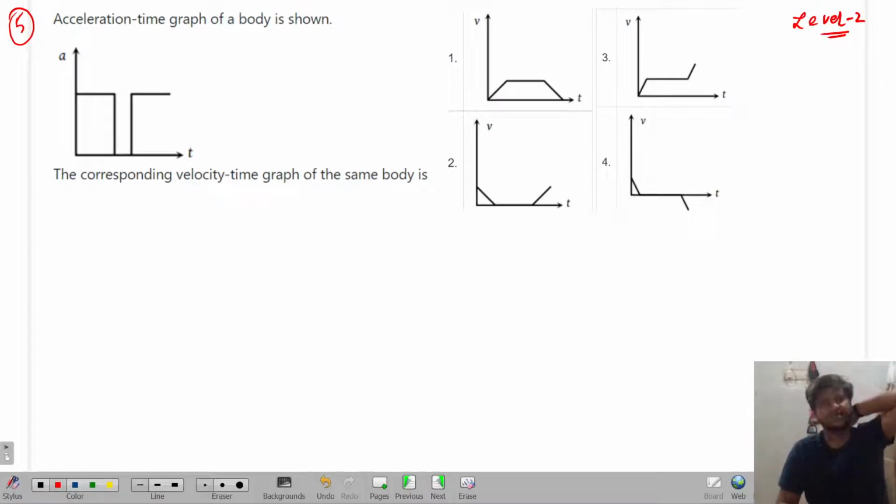Question number 5: the acceleration time graph of a body is shown below. The corresponding velocity time graph of the same body is. Now, only who really understands the acceleration time graph can solve it.